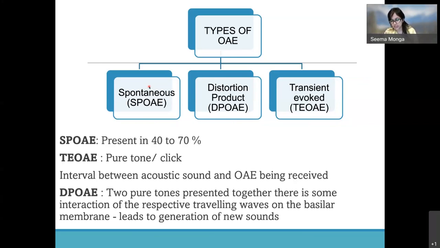In DPOAE, there is no interval. What is DP? It is distortion product. Distortion product means we give two different frequencies. In transient, we are giving only one frequency. In DPOAE, we have two speakers in the probe, two frequencies are given, and whatever distortion product is obtained is measured. You can measure TEOAE and DPOAE in a baby, that is fine, but just for understanding, there are two types. In DPOAE, two pure tones are presented together. There is some interaction, some distortion, and this leads to generation of new frequency sounds.